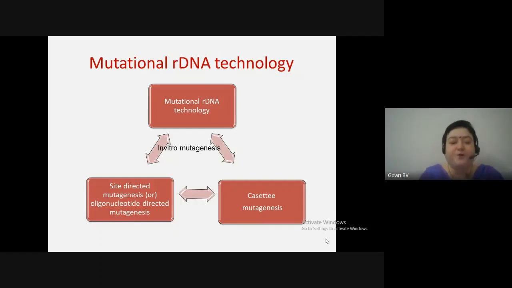And both these procedures or techniques are employed to bring about mutation in increasing the yield of the production strain by using mutational rDNA.